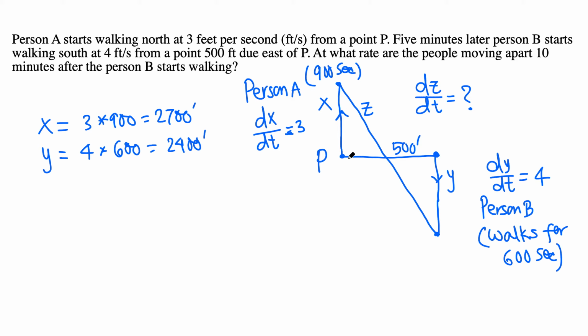Now we have three variables because this person A is moving, person B is moving, and the distance between them is also changing. So we need to find the relationship between x, y, and g. So we got two right triangles, but we don't know this distance. It's not in the middle because this is 2400 and this is 2700. So they are not the same. So this is not the midpoint.